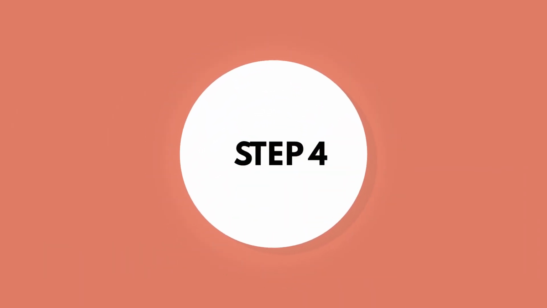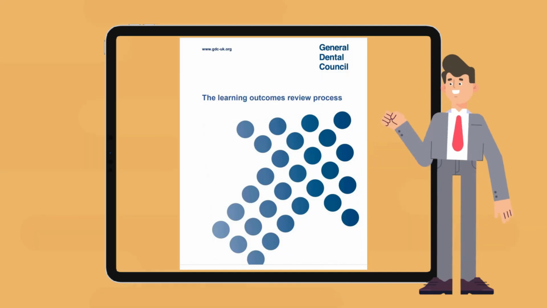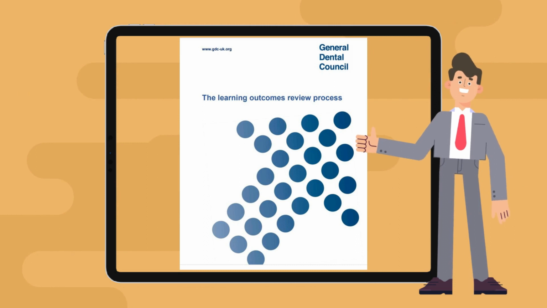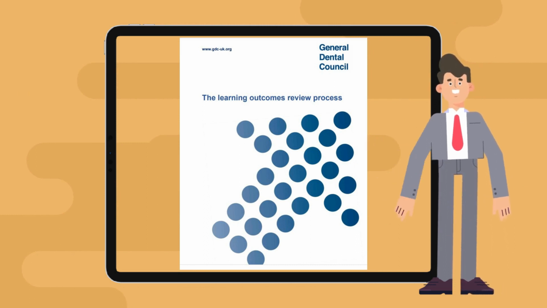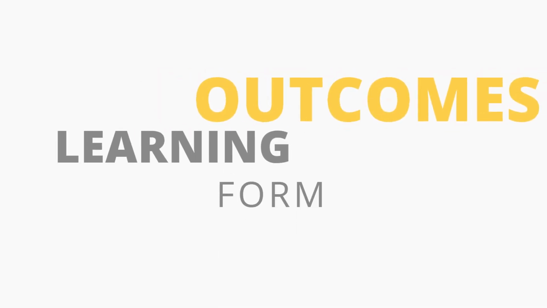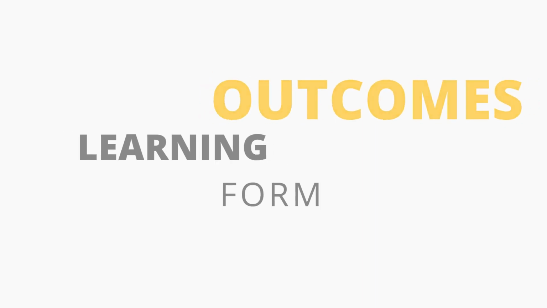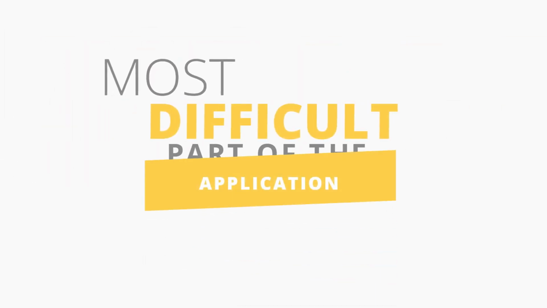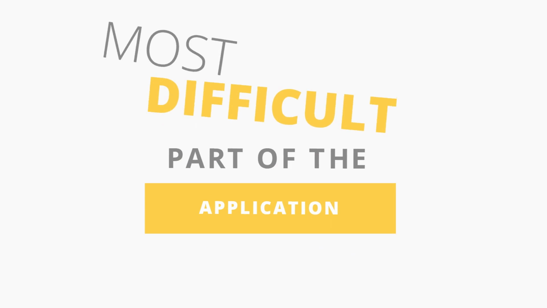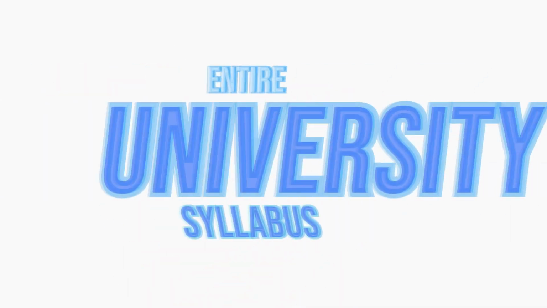So number 1 is the learning outcomes form. The DCP assessment team of the GDC will send you an email with 4 to 5 items attached. The first form is the learning outcomes form. The learning outcomes form is the most difficult part of this process. To fill out this form, you'll need your entire university syllabus or program.